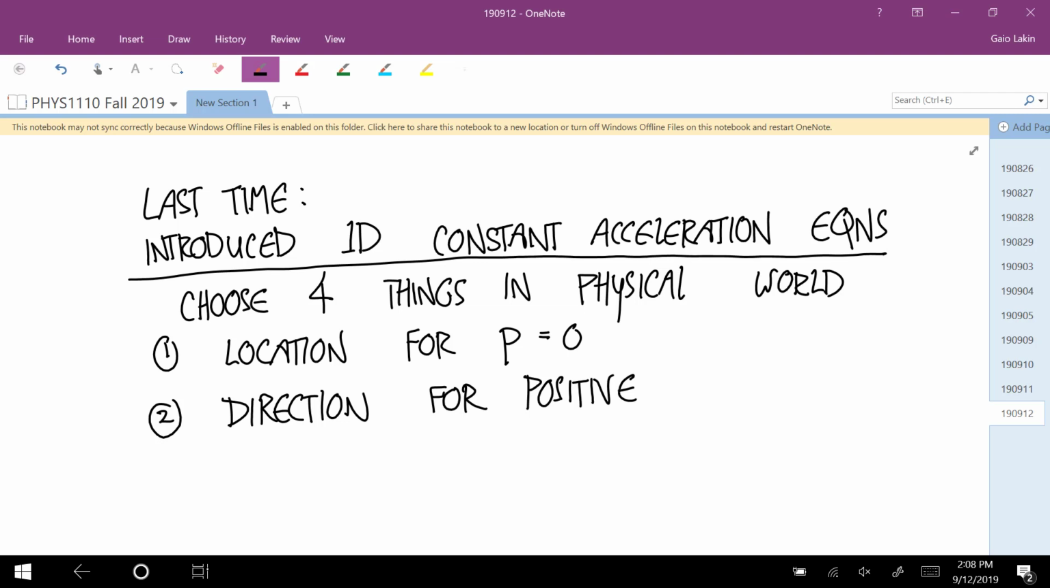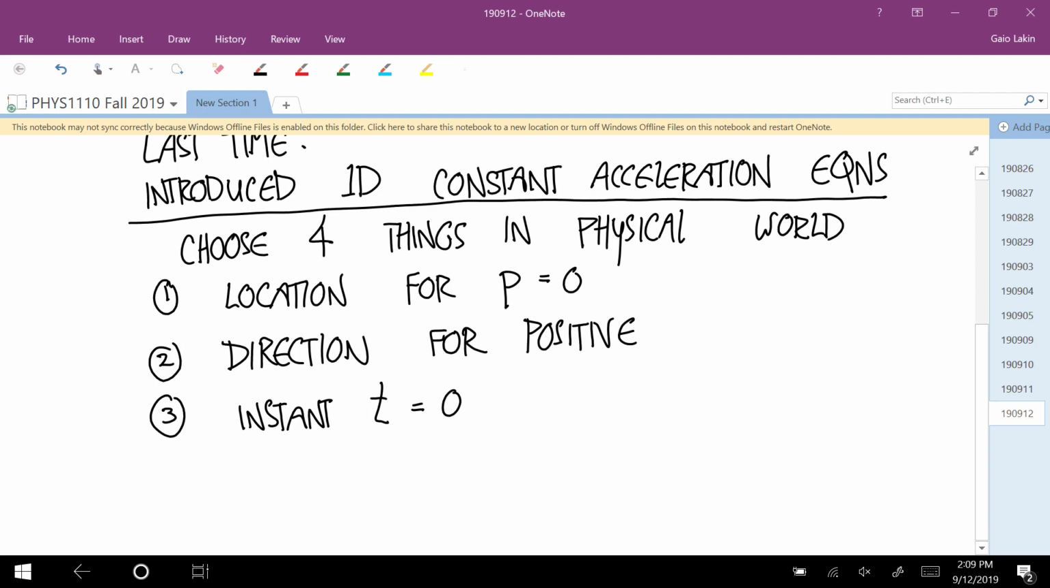Okay, so you have to choose the 0 position, the positive direction. Then you have to choose the instant that you're going to call time equals 0. And to use these equations, you have to define a 4th thing, an instant that you're going to call time final.